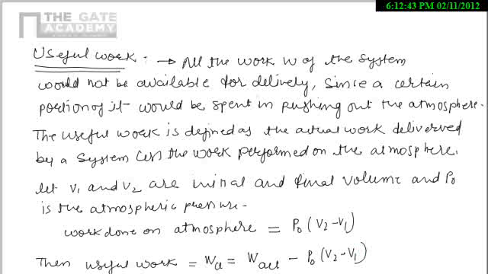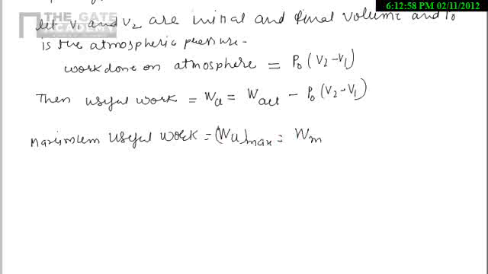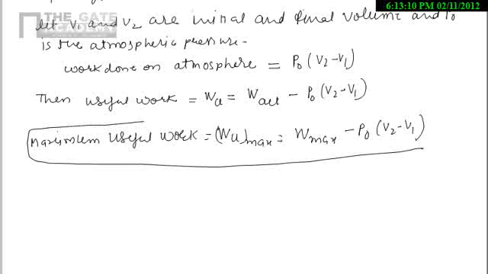So similarly we can write for maximum useful work also. The maximum useful work, denoted by WU max, will be W max minus P naught (V2 minus V1). So this equation, W max minus P naught (V2 minus V1), is generally used in case of a closed system because a closed system has to work against the atmosphere. So I can write for closed system.